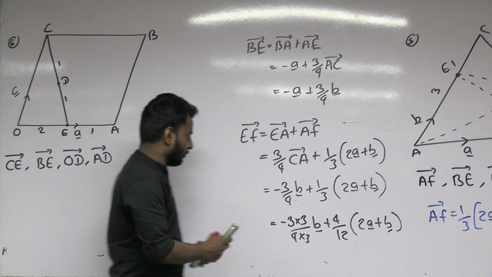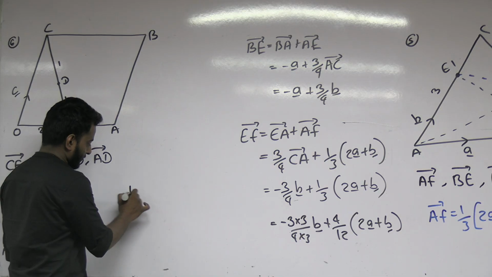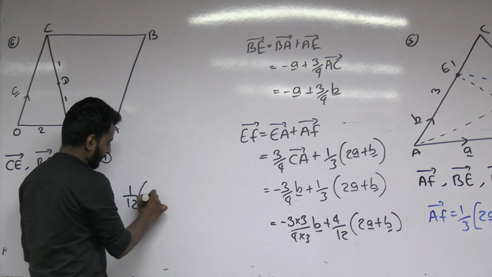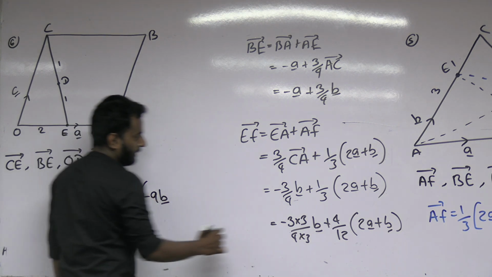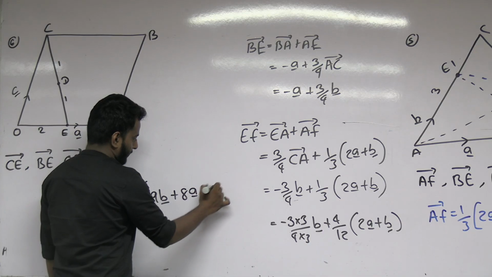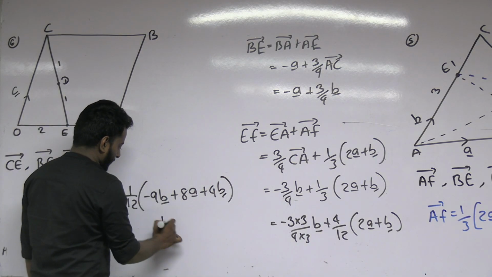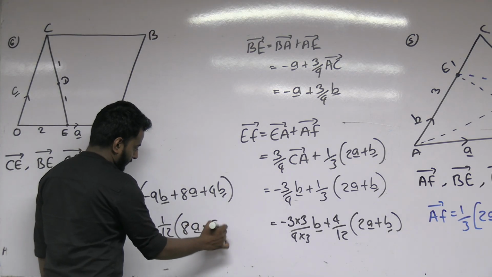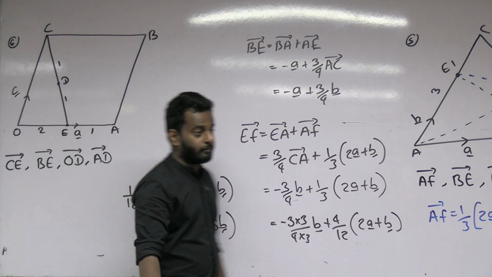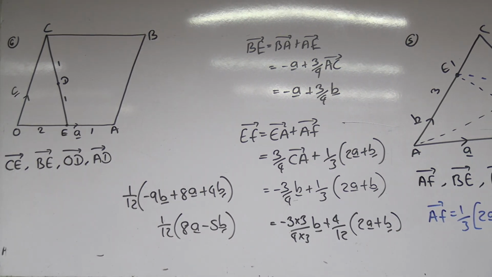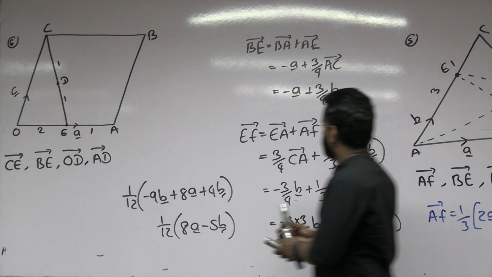So I can consider 1 over 12 as the common factor. What would be remaining here is minus 9b, and this is plus 8a and 4b. So the final answer would be 1 over 12 (8a minus 5b). Is that the answer you get for BE? Not BE, that is EF, right? So that is EF.